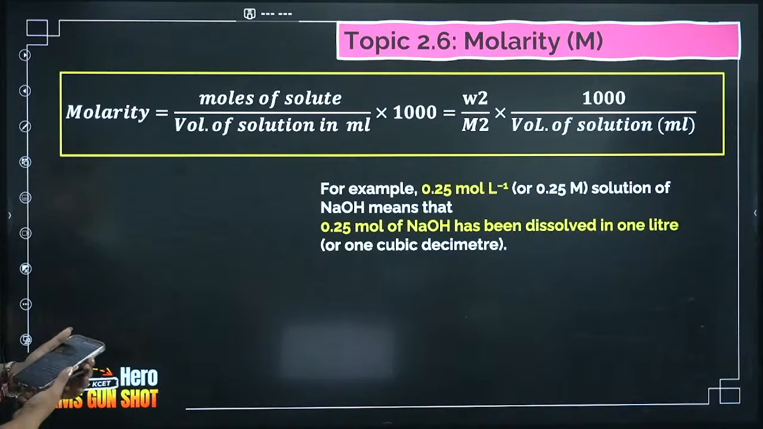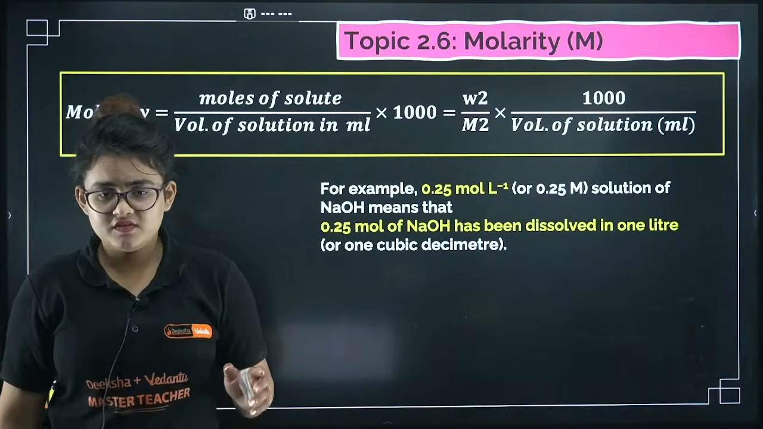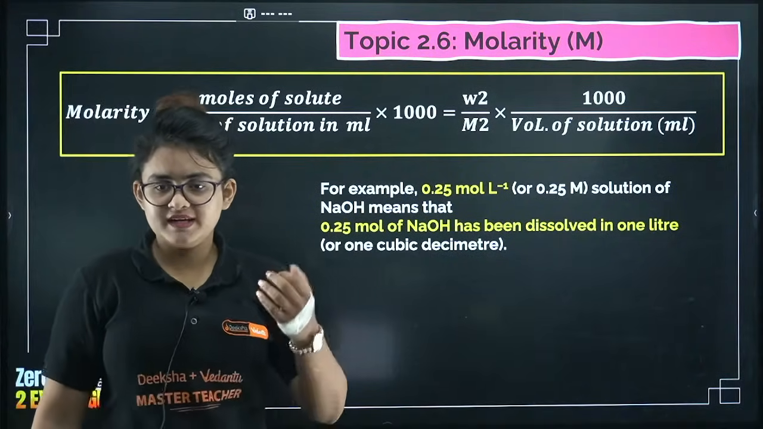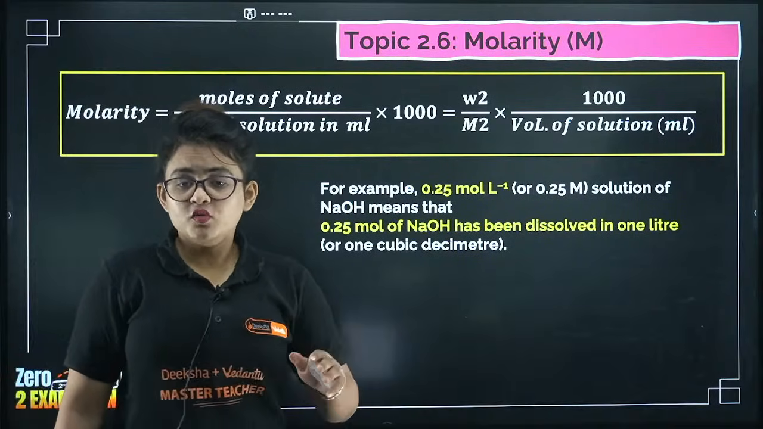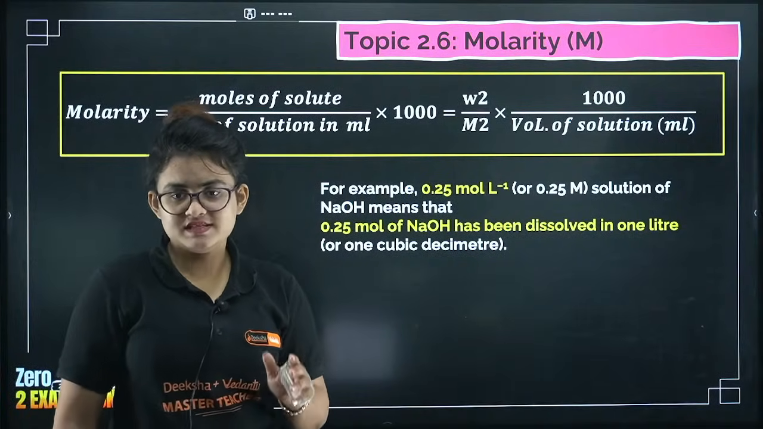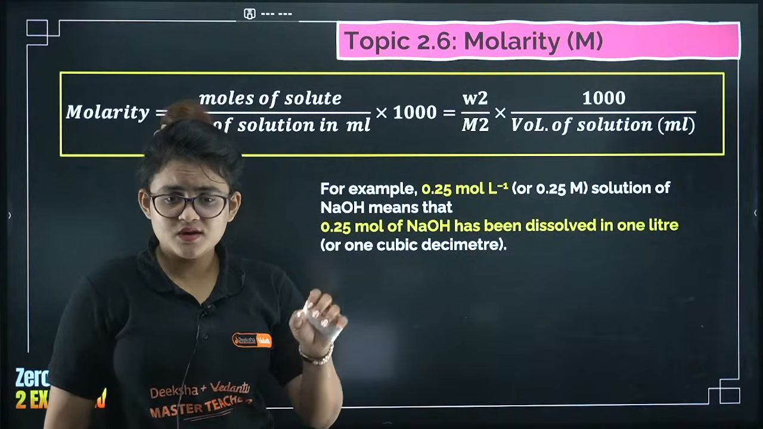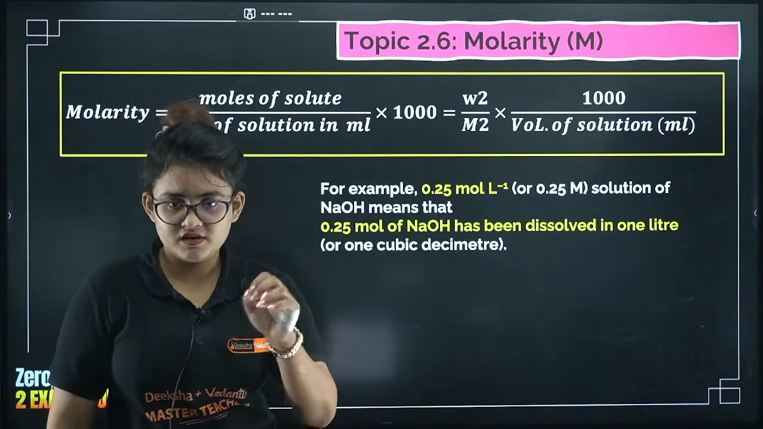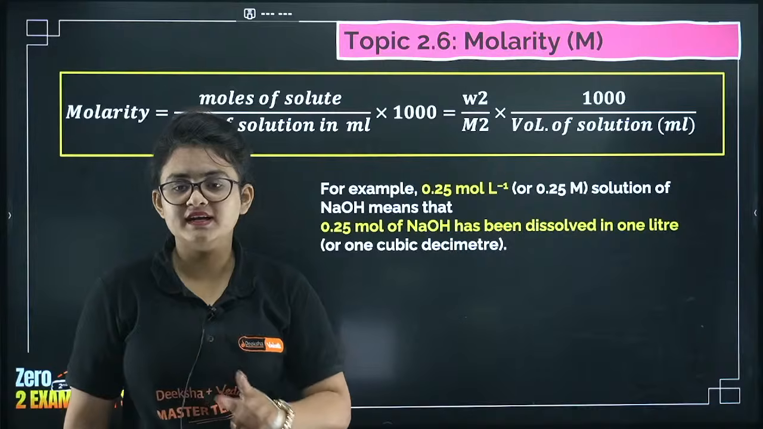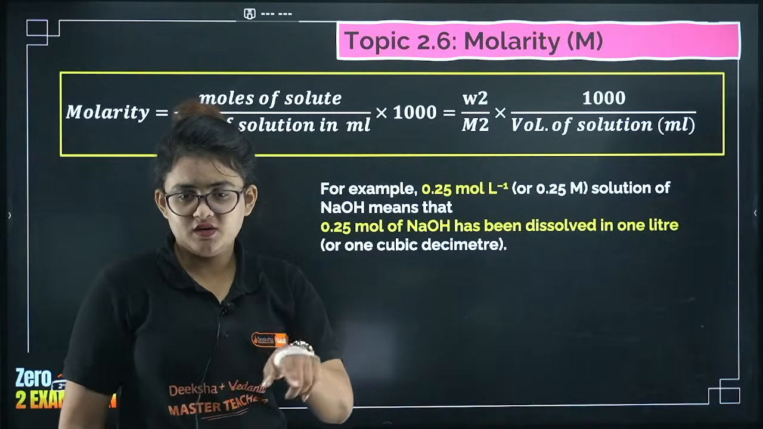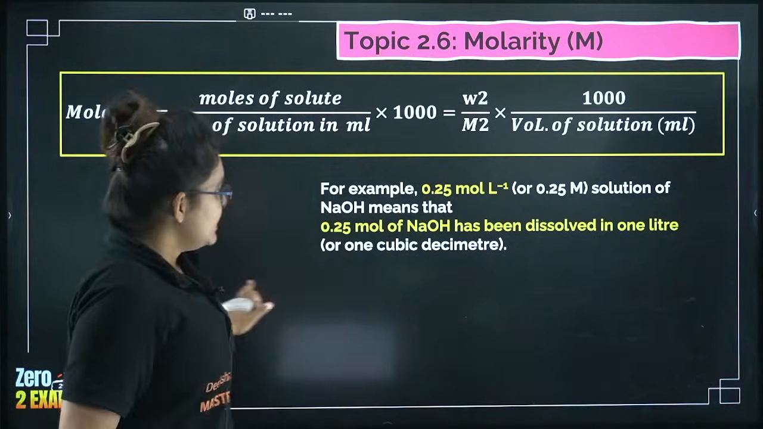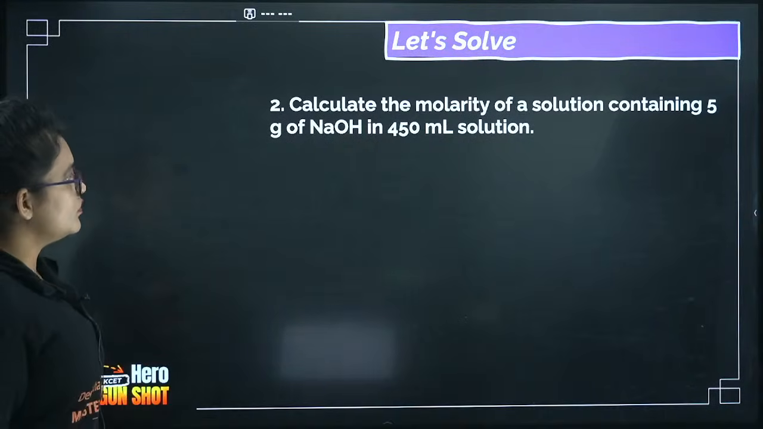Okay, so here molarity, for example, if it is given as 0.25 mole per liter or 0.25 molar solution, then you can tell that 0.25 mole of that particular solute has been dissolved in 1 liter of the particular solution. Okay, let's proceed further. Here you can see one more question.